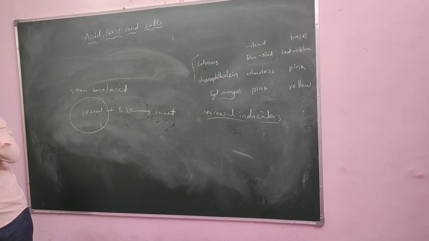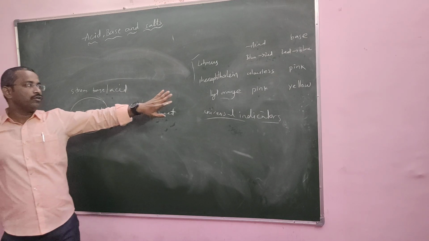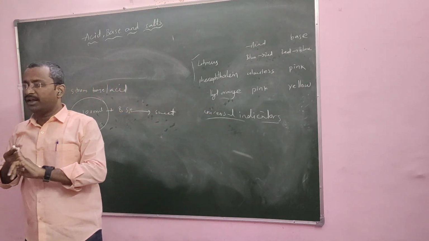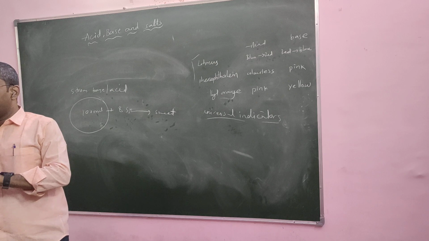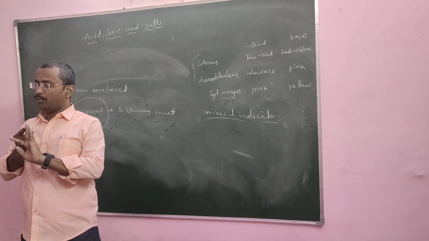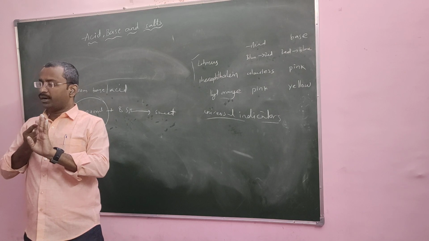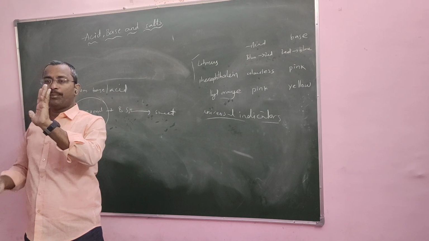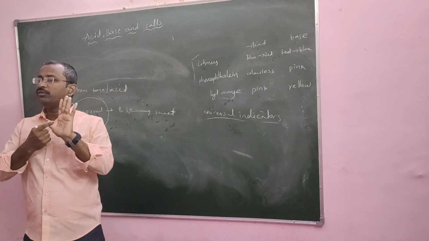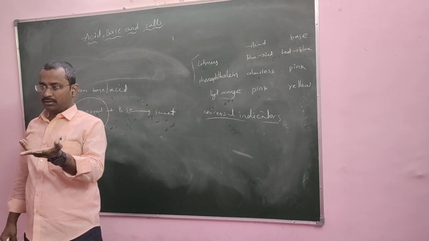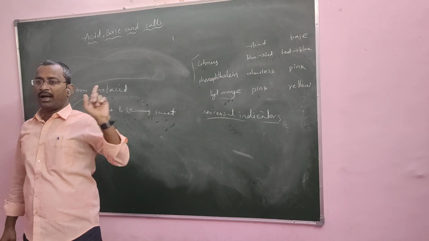What are the properties? What we have learned so far: the test with litmus paper, phenolphthalein and methyl orange, how acids react with metals, with metallic oxides, with carbonates, with metallic bicarbonates, and how acids react with bases. These are the properties. And why should they be in aqueous solution? Because they do not show their properties when it is not an aqueous solution.